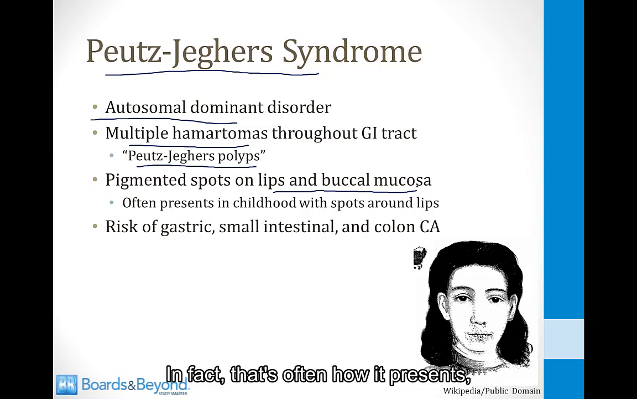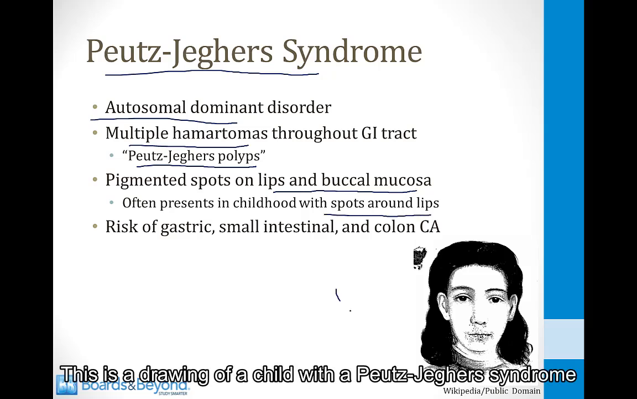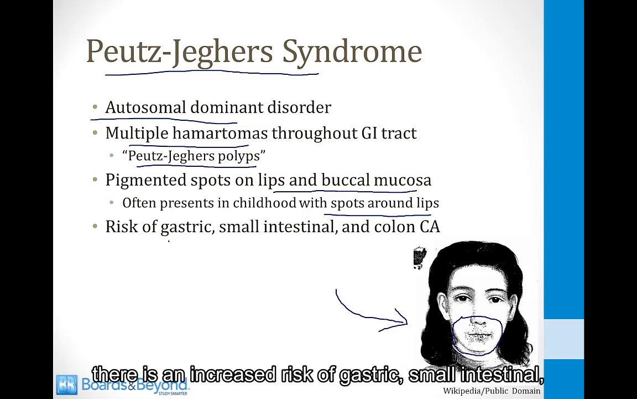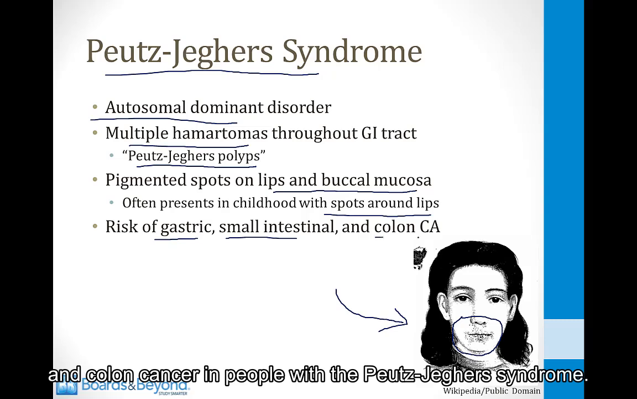In fact, that's often how it presents. The child is brought to the physician because of spots around the lips. This is a drawing of a child with the Peutz-Jeghers syndrome, and you can see the spots around the lips that are characteristic of the disorder. And because there are so many hamartomas throughout the GI tract, there is an increased risk of gastric, small intestinal, and colon cancer in people with the Peutz-Jeghers syndrome.